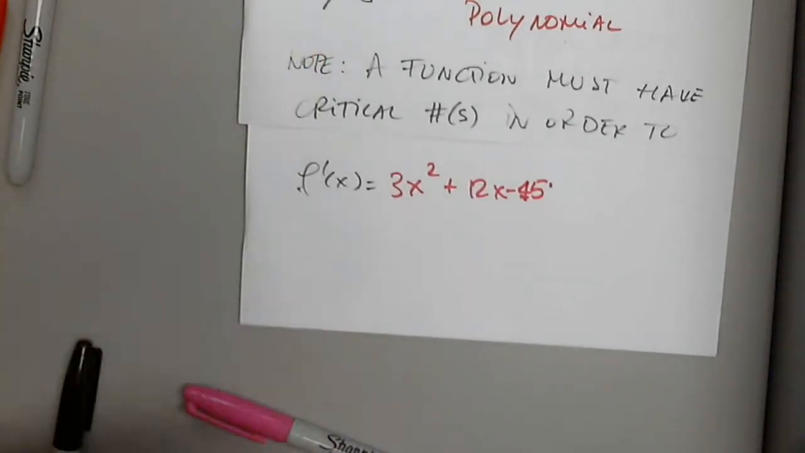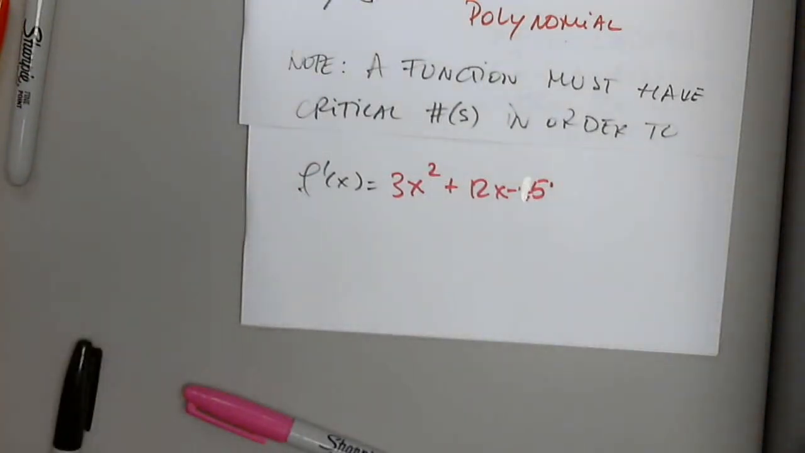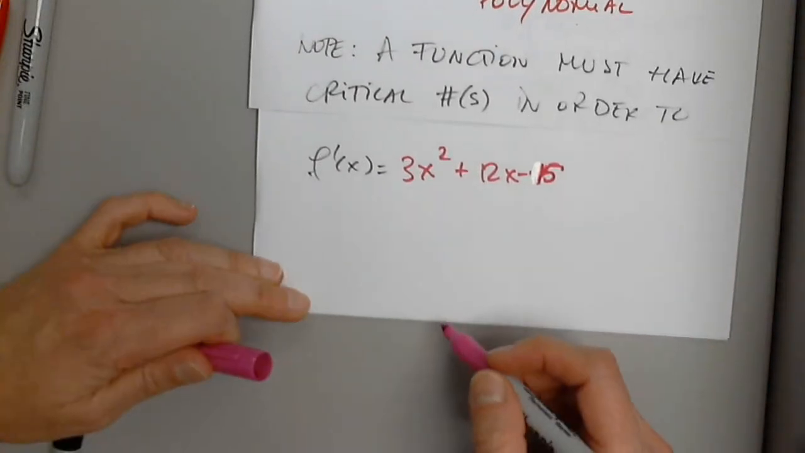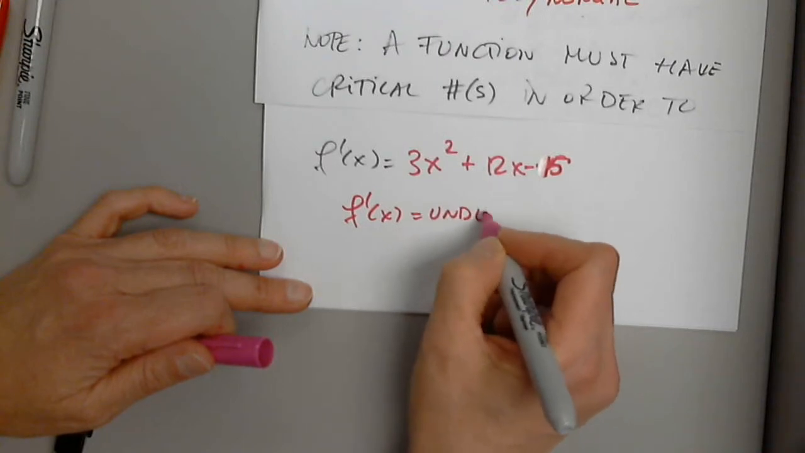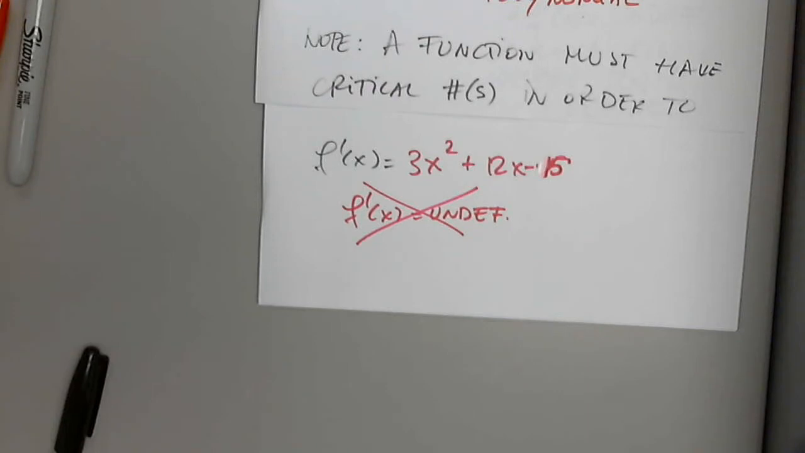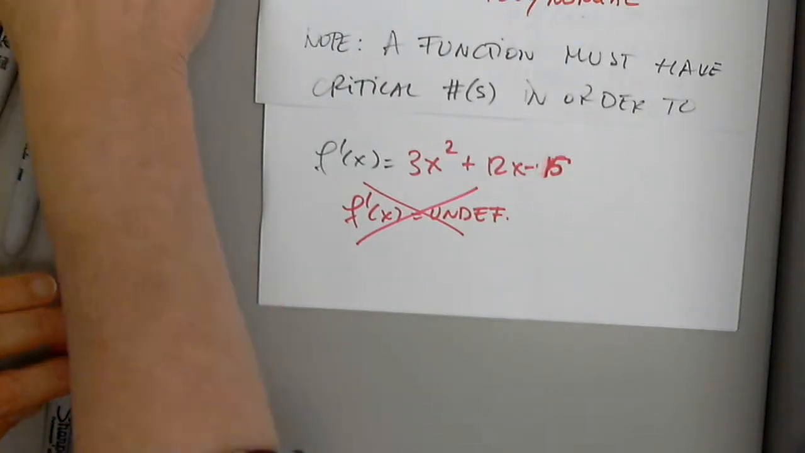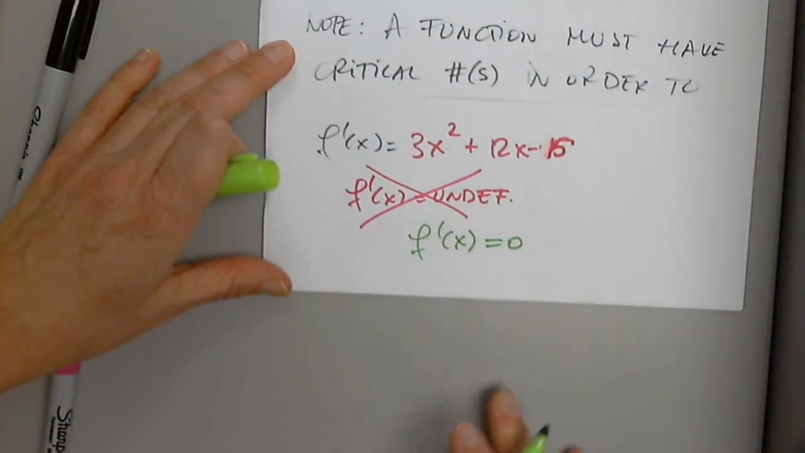So now the question is, this function can have critical numbers. I don't know if it does or not. But critical numbers can come from two sources. Can this be ever undefined? No, it's a polynomial function. So with this particular function to have critical numbers, the only chance is f prime of x being 0.